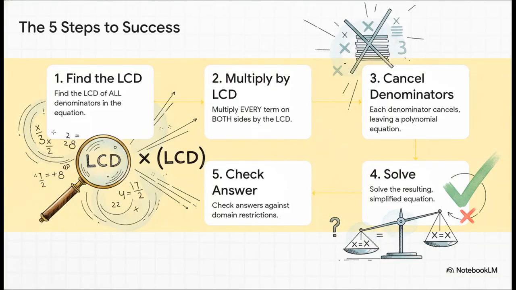Okay, so this breaks down into 5 simple steps. Think of it as your roadmap. First, find that LCD for all the denominators. Second, and this one is so important, you multiply every single term by that LCD. Third, you get to do the satisfying part, canceling out all the denominators. Fourth, just solve the nice clean equation that's left. And finally, always check your answer.